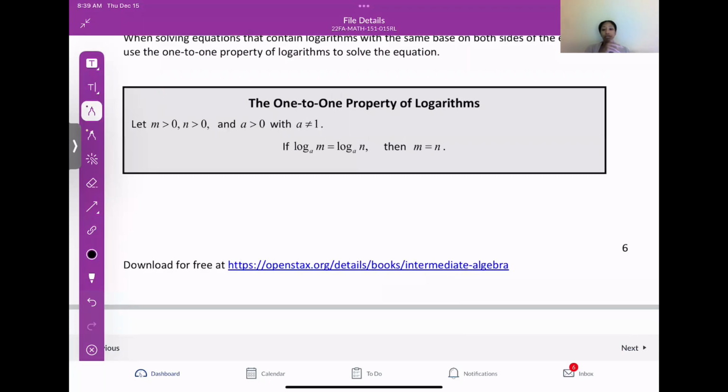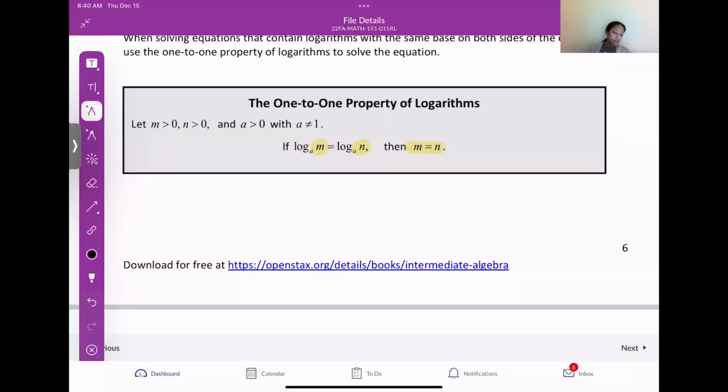Those require us to use this one-to-one property of logarithms, which tells us if we have a log base a of one number, m, is equal to log base a of something else, n. So the bases are the same, log of something equals log of something else. If the bases are the same, then the terms that we're taking the log of have to be equal also.